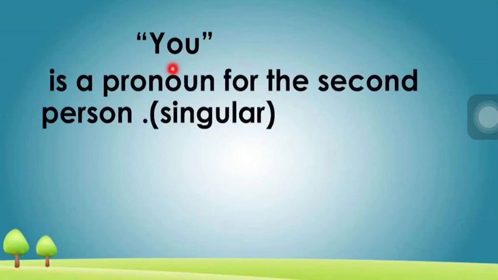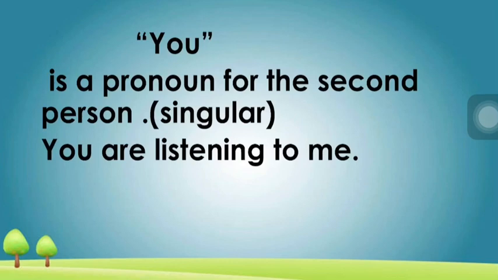And what pronoun can we use when we are talking about somebody else? Perfect. We use you. You is a pronoun for the second person, singular. Again, when we are talking about another person who is singular, we use the pronoun you. For example, you are listening to me. So here I am not talking about myself, rather I am talking about you, and you are another person. So I've used the pronoun you here.